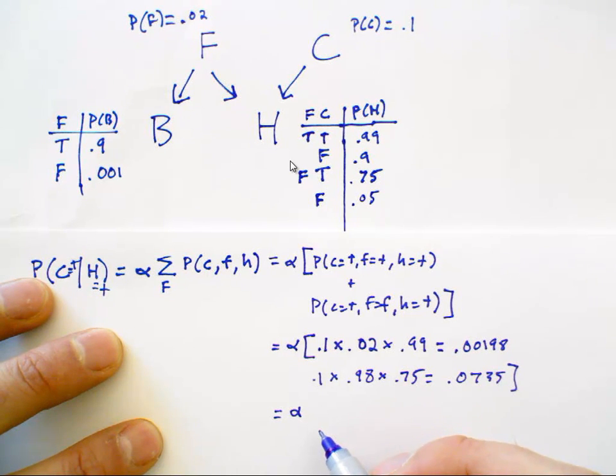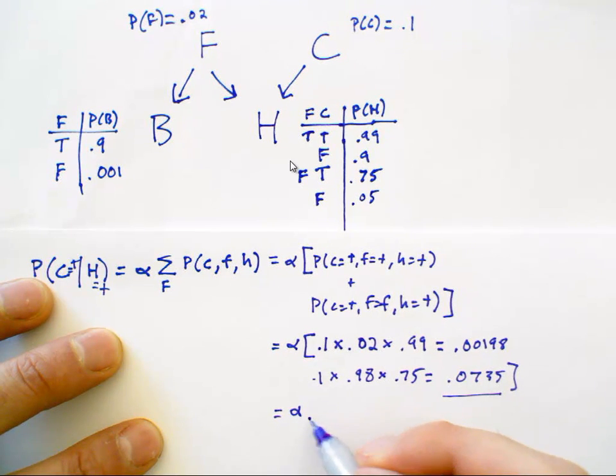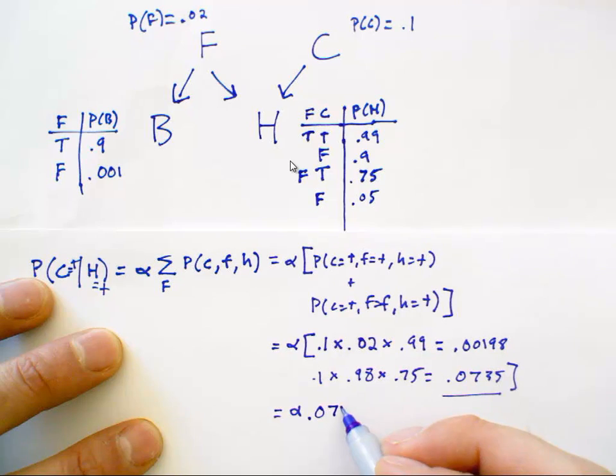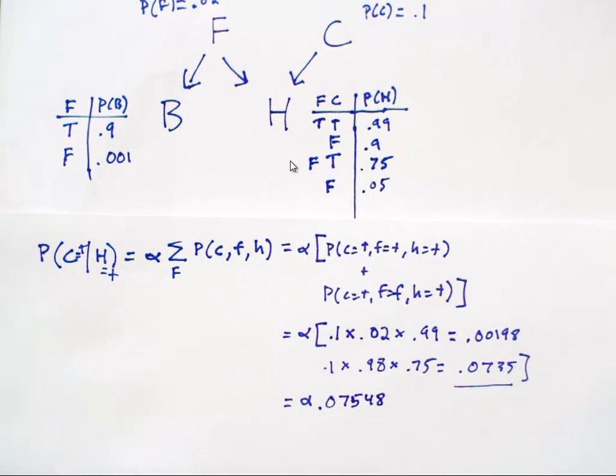I'm sorry. If I were smart, I would know how to add two numbers. I guess the last one is going to be a 3. 0.07548. You are allowed to bring a calculator to the exam. Okay, cool. So that's the positive case.